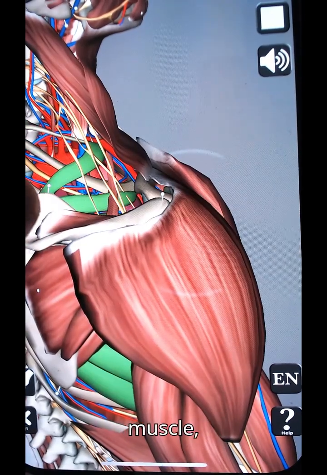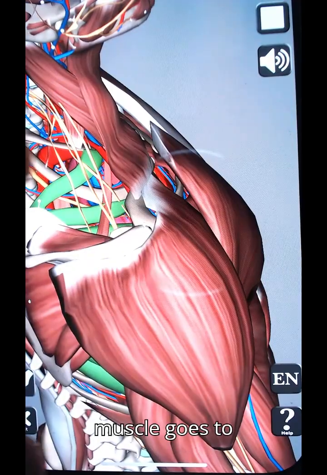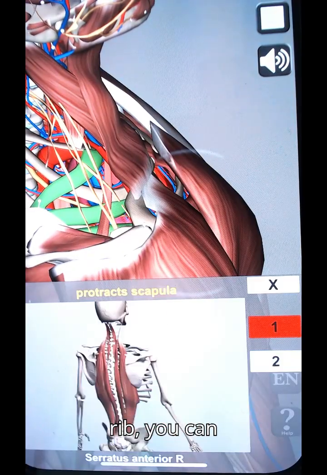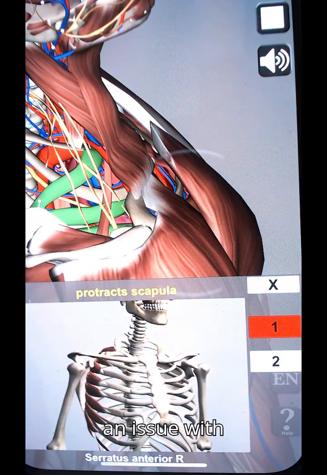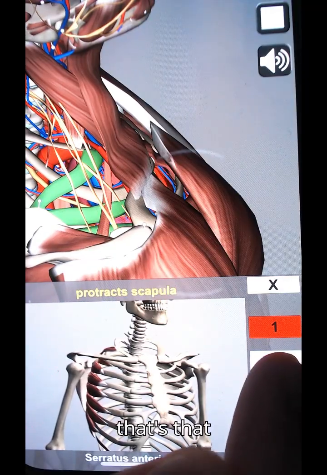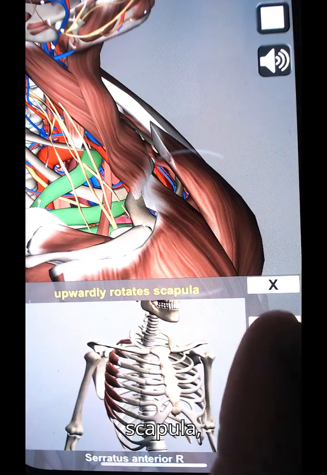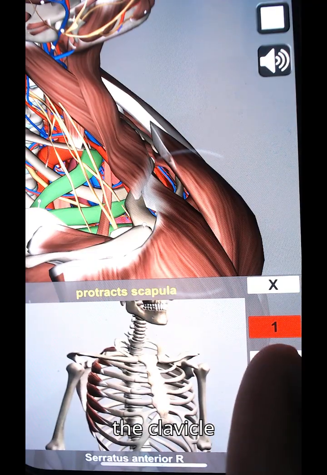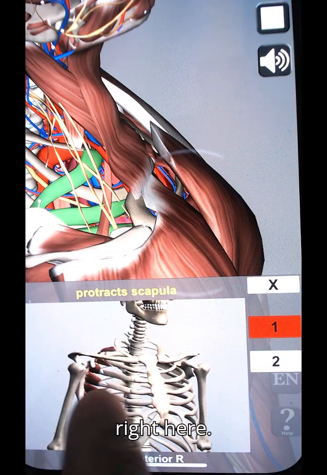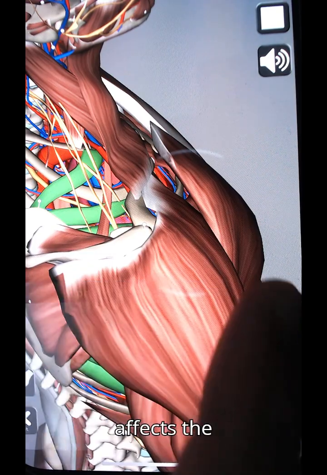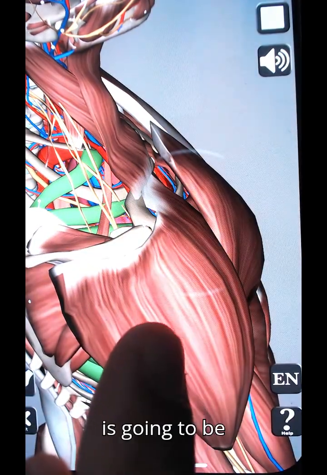So anytime a muscle, remember my rule is anytime a muscle goes to that first rib, you can have an issue. You can have an issue with your neck, right? So that's that serratus posterior right there. Look at the motions. It affects the scapula, affects the clavicle, and you see it right here. Anything that affects scapula or that first rib is going to be a problem.